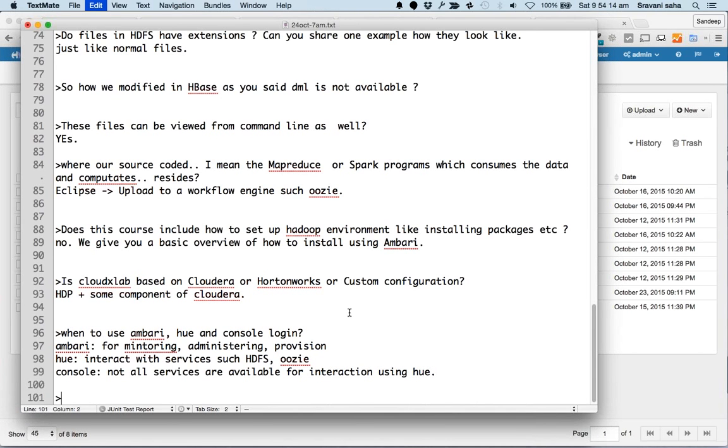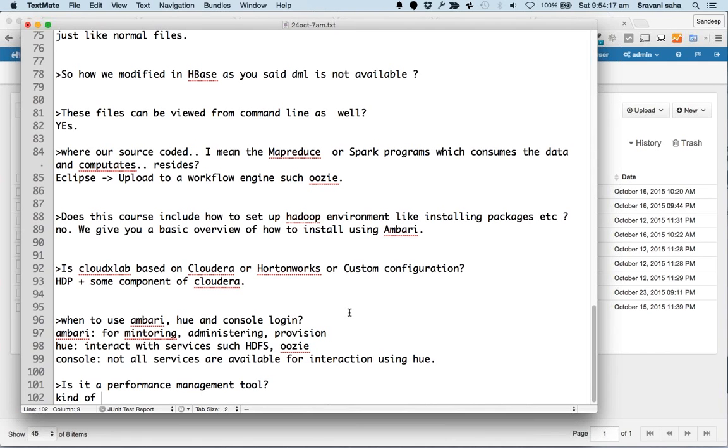Is Ambari a performance management tool? Kind of, yes.